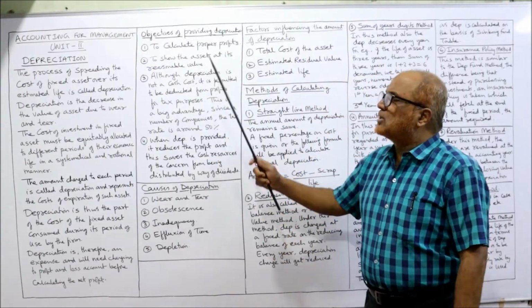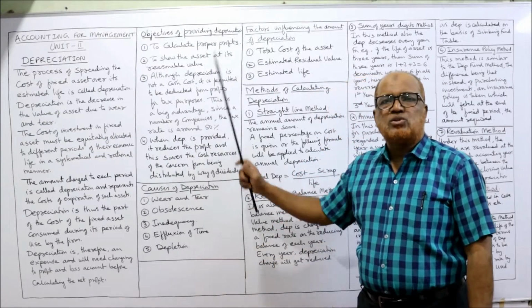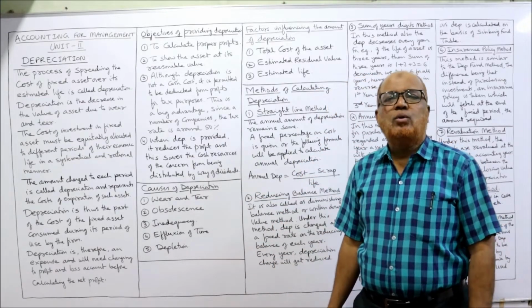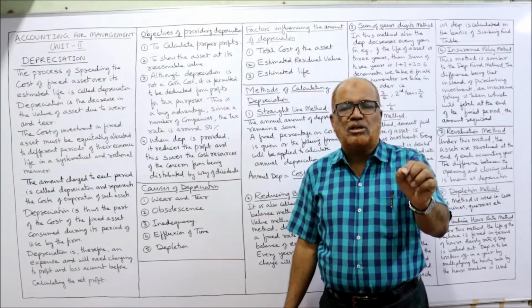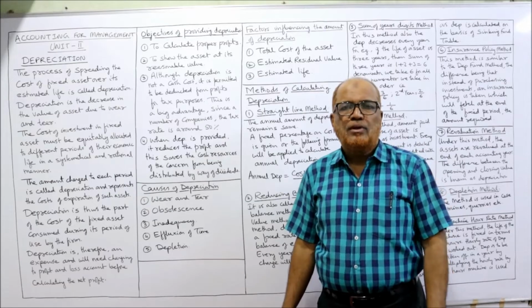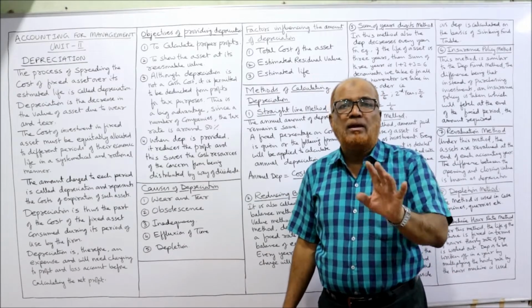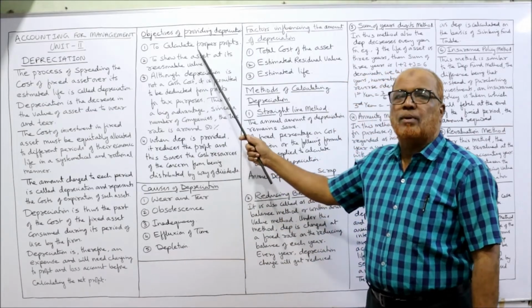Now, what are the objectives? Why is depreciation to be provided? What are the objectives? First one, to ascertain the true profit. Without charging depreciation, if you calculate profit, the profit is not true. So definitely we have to provide depreciation, then only we can get the true profit, correct profit, proper profit.